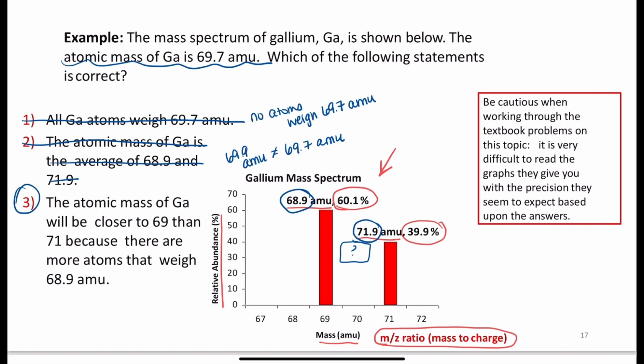So the atomic mass of gallium will be closer to 69 than 71 because there are more atoms that weigh 68.9 AMU. That is absolutely correct. We see that the true mass, 69.7, is closer to 68.9, and that's just because it's a weighted average. I'm looking at all the particles coming through, 60% of them weighed 68.9. Therefore, if I'm going to take a sampling of gallium atoms, I'm going to say its molar mass is going to be closer to that than the 71.9.